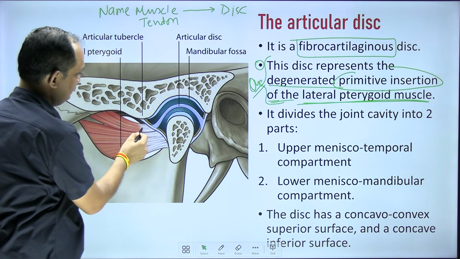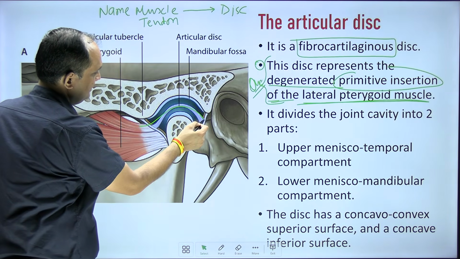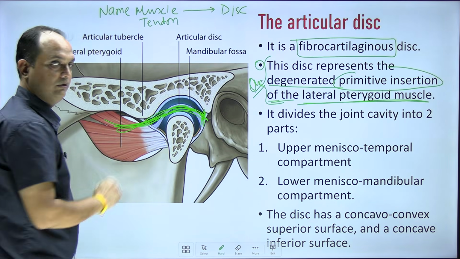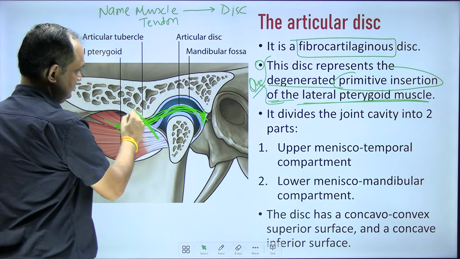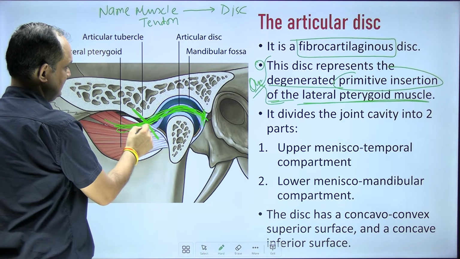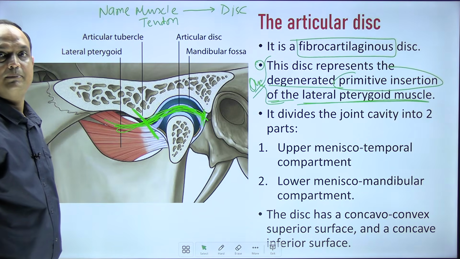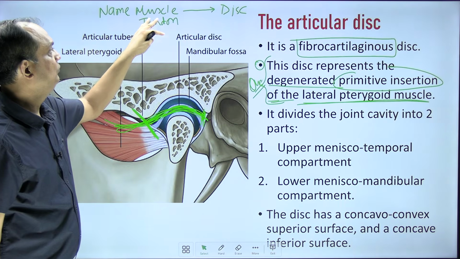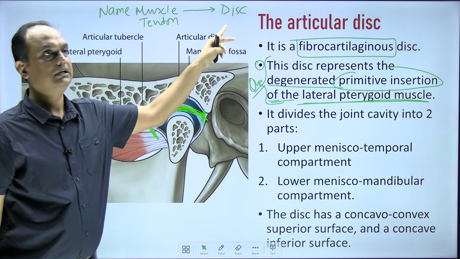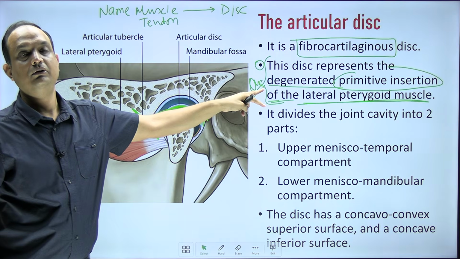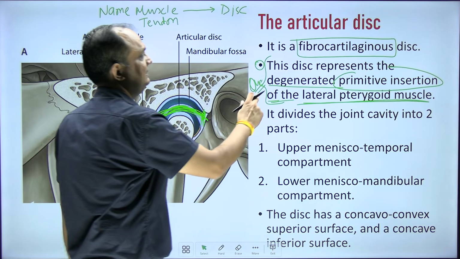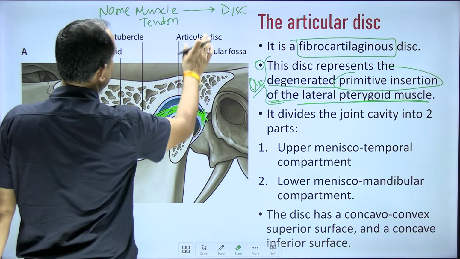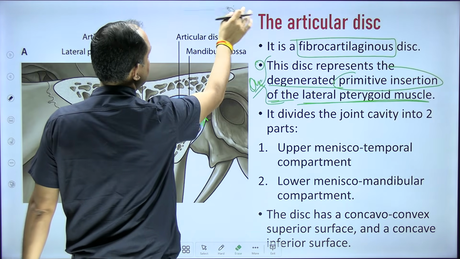That means this muscle continues here till this point. So this may be the tendon of lateral pterygoid, but this portion is converted into the disc and the muscle ends at this point outside the capsule. So name the muscle whose tendon converted into the disc with evolution. Answer is the tendon of lateral pterygoid muscle. That's why it is written that it is a degenerative primitive insertion of this muscle. Clear?